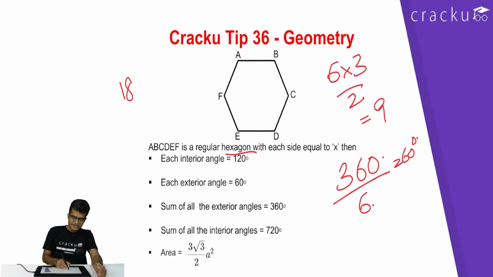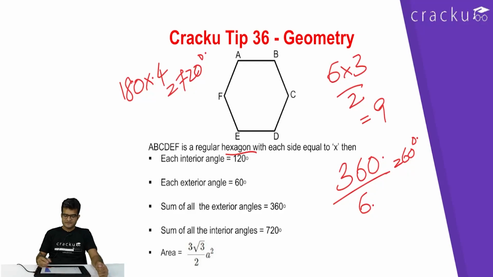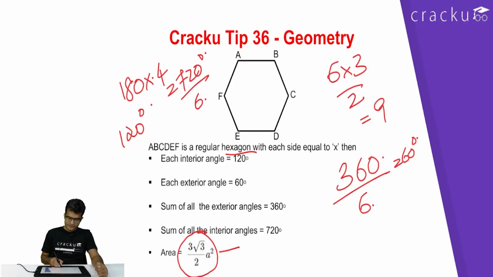That will be 180 into n minus 2, that is 6 minus 2, which is 4. This is equal to 720 degrees. Because there are 6 sides, each of the interior angles will be 720 divided by 6, which is 120 degrees. The area of a regular hexagon, again an important formula, is 3 into root 3 by 2 a square. You can derive this quite easily, but it is good to remember this.